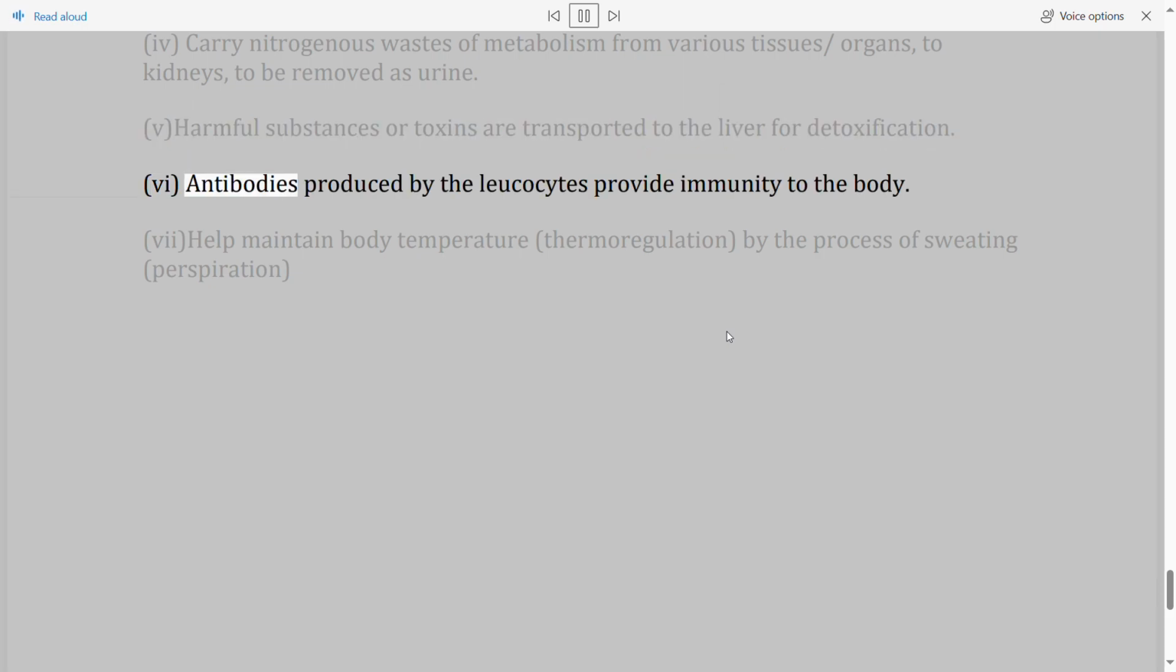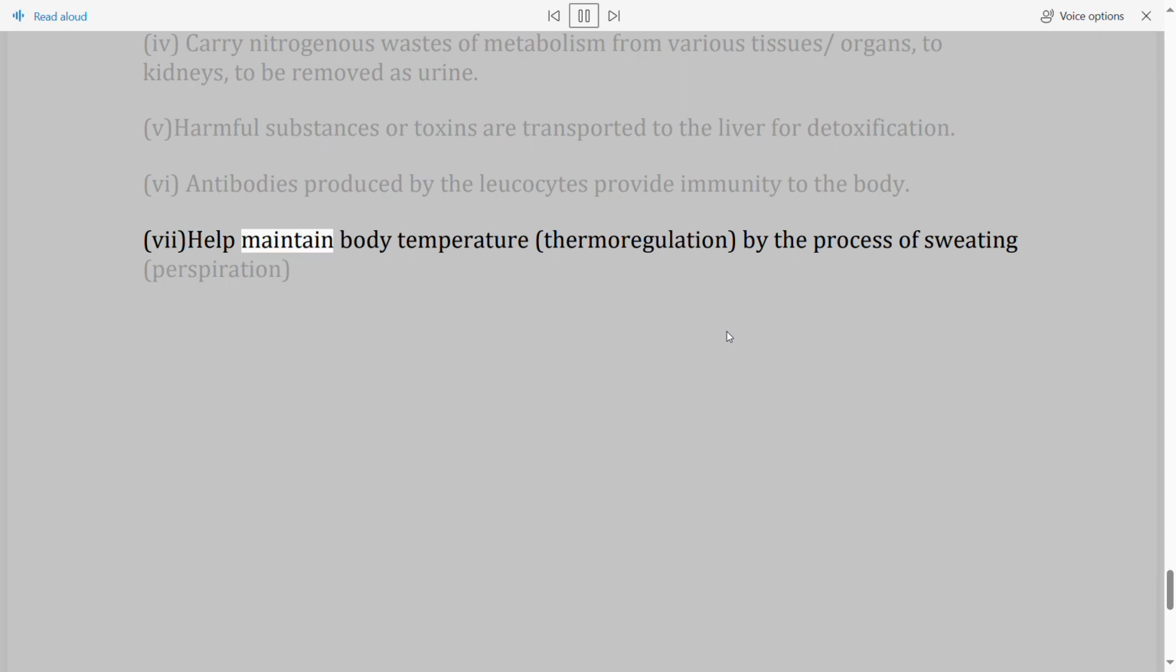6. Antibodies produced by the leukocytes provide immunity to the body. 7. Help maintain body temperature, thermoregulation, by the process of sweating, perspiration.